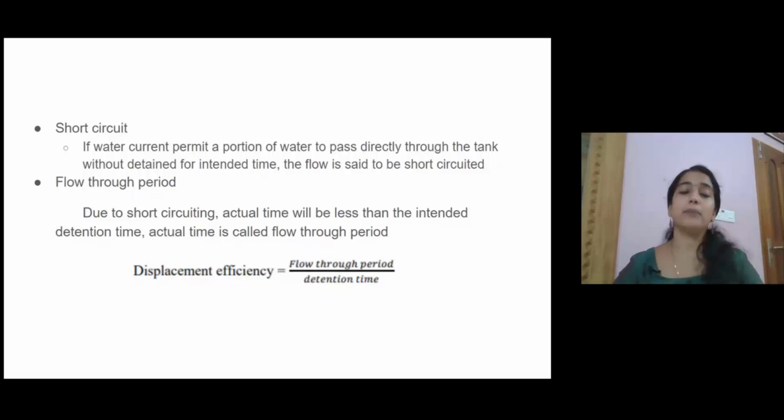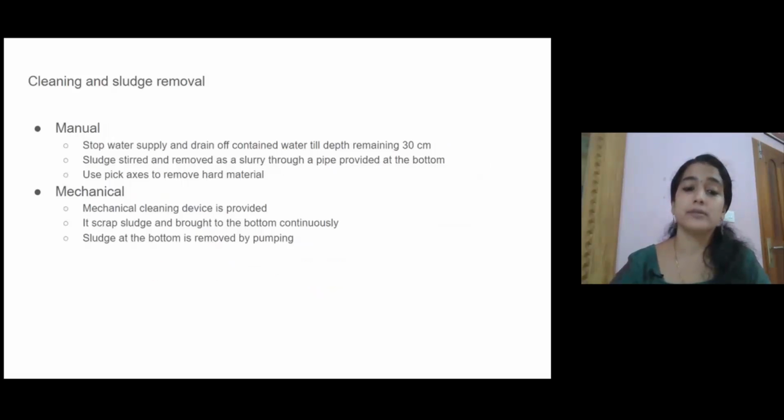While designing a plain sedimentation tank, we have to go through all these steps according to the design criteria, or what we are going to design. If you are asked to design a sedimentation tank's dimensions only, then you have to consider that criteria only. If you have to design the whole plain sedimentation tank, then you have to go through all these steps up to the inlet, outlet, and the cleaning and sludge removal also.